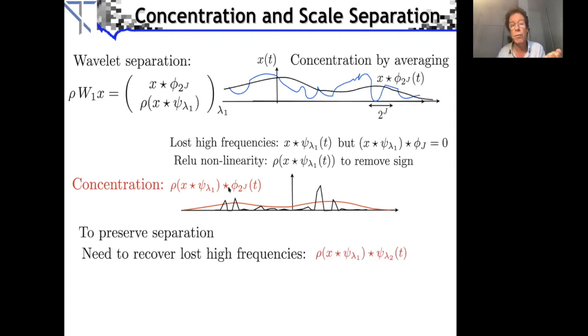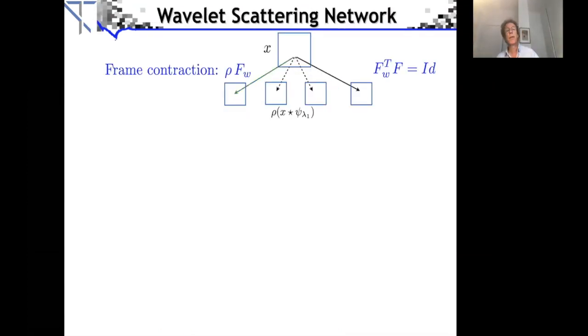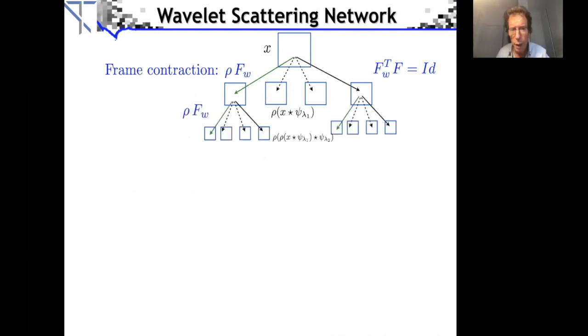How can you recover the information? The information is in the high frequencies that you've eliminated here. Where are the high frequencies? You can capture them with wavelets. And if you, again, need to concentrate these values, you are going to apply a ReLU and average. So what are you doing? First, you apply your wavelet filter, your rectifier. This is a frame contraction. Then you iterate, you reapply your wavelet filter and the nonlinearity, which is here a ReLU with no bias.